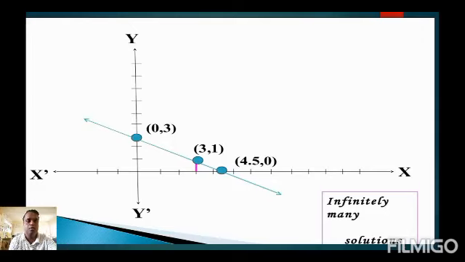One is a unique solution, parallel lines, and coincident lines. There are three types. So, we have to solve many problems using these three types. So, this is the main basics about the linear pair of equations in the 10th standard. I think all of you understand it.